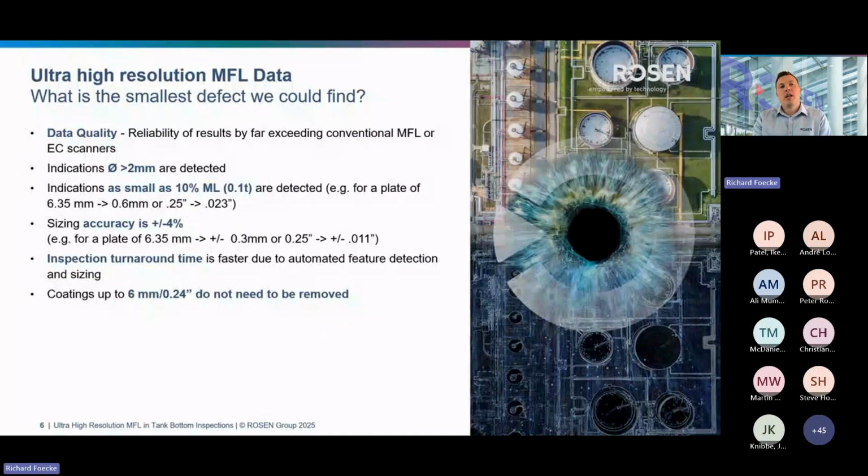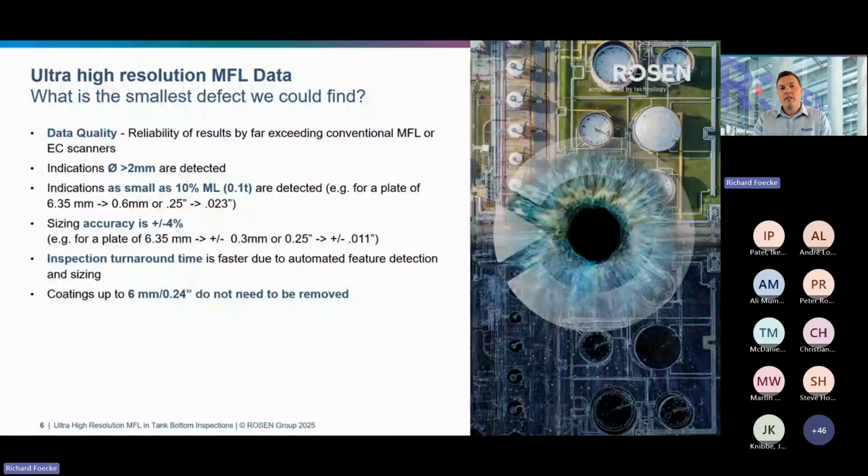So what does ultra-high resolution MFL data deliver, and what is the smallest defect we could actually find? First of all, with ultra-high resolution MFL data, we guarantee high data quality, which by far exceeds conventional MFL or eddy current scanners. It is able to detect indications from 2 mm in diameter and 10% metal loss, and is able to reach a sizing accuracy of ±4% under ideal conditions.